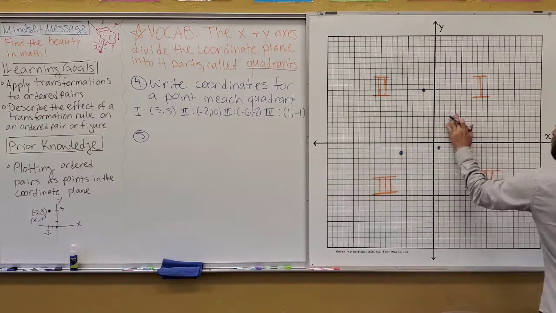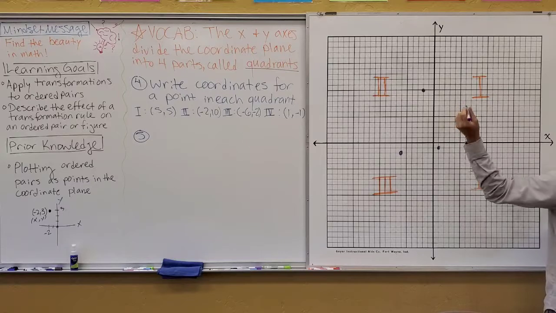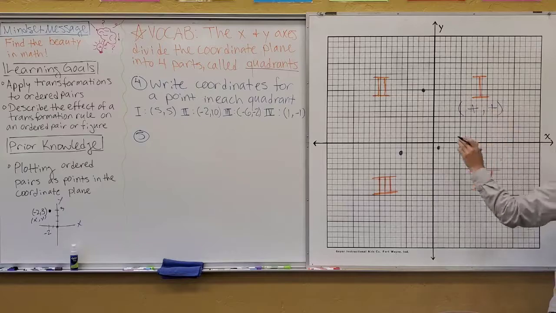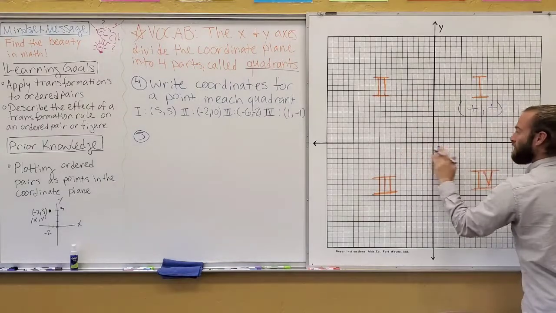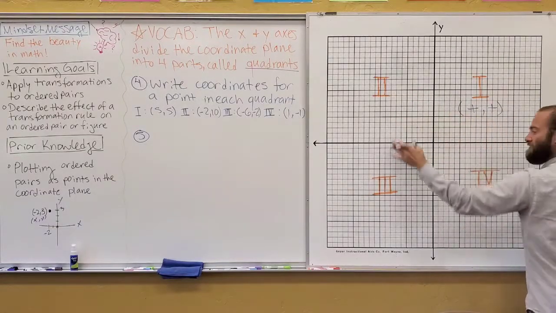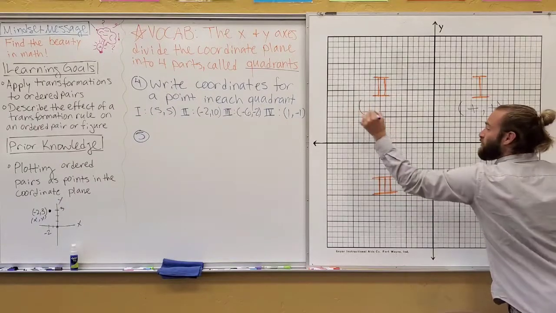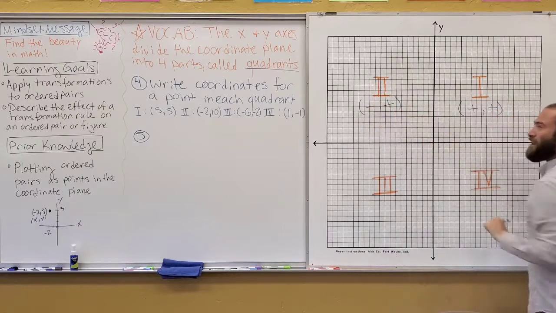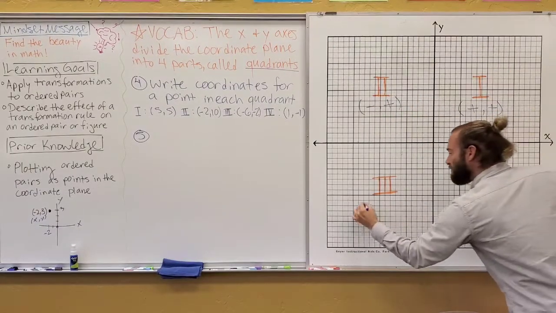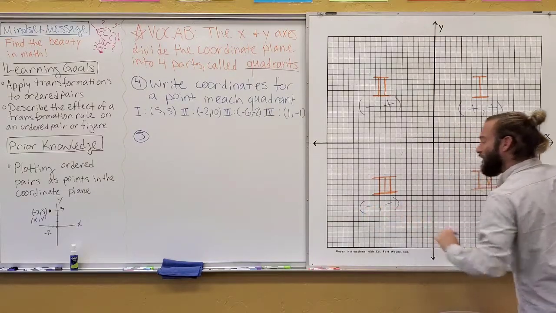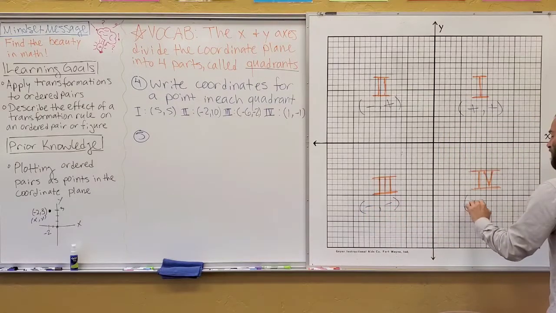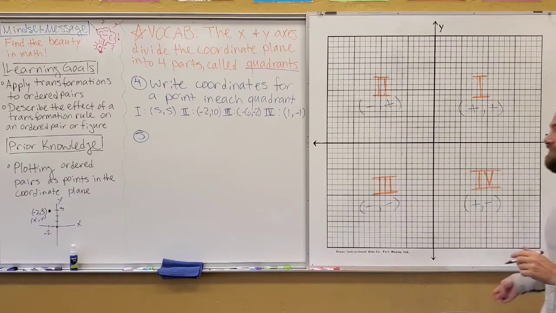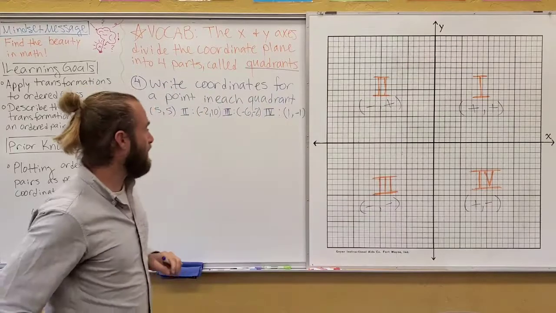Something true about every coordinate pair over here, if you notice our point or the point you chose, is that the x-coordinate is always positive and so is the y-coordinate. And we can say something like that about every other quadrant. In quadrant 2, the x is all negative, but the y's are positive. In quadrant 3, both the x and the y are negative. And then in quadrant 4, the x is back to being positive again, but the y is still negative. So those are some important things to remember about this.